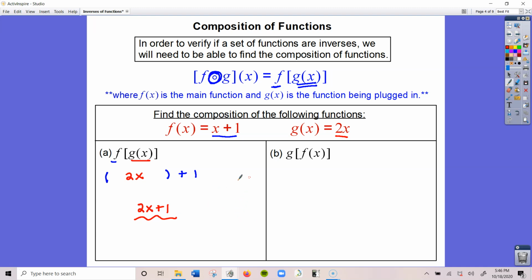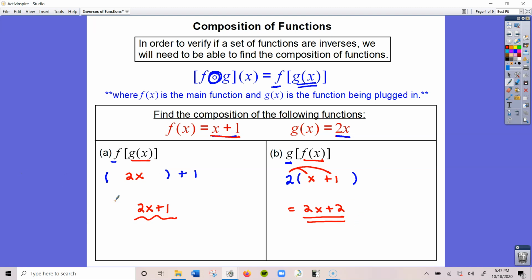Now if I do g of f of x, it's the other way around, so g is your main function. So this is the one that's going to be on the outside. So I'm going to copy it down, but instead of x, I'm going to open parentheses and leave it blank. And now for the inside is f of x. So I'm going to take f of x and put it inside of the parentheses. So I'm going to write x plus 1 in here. Now we would simplify. Now we can see this 2 needs to get distributed. So this would equal 2x plus 2.